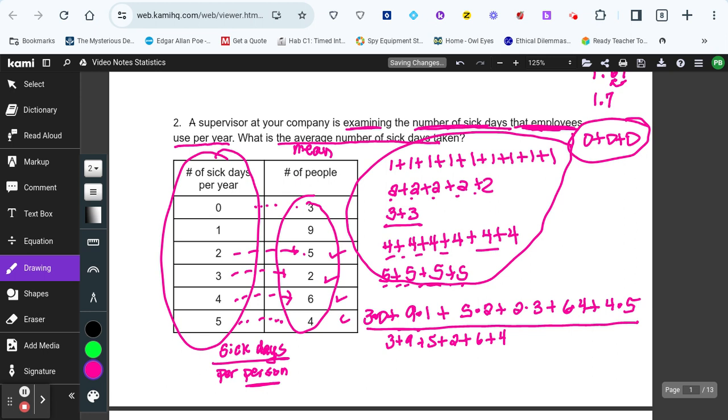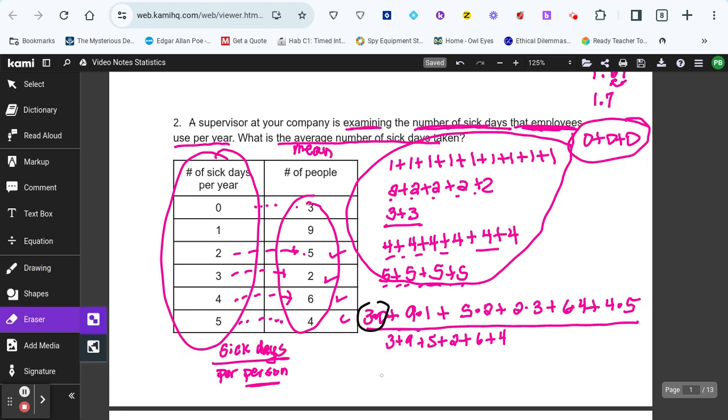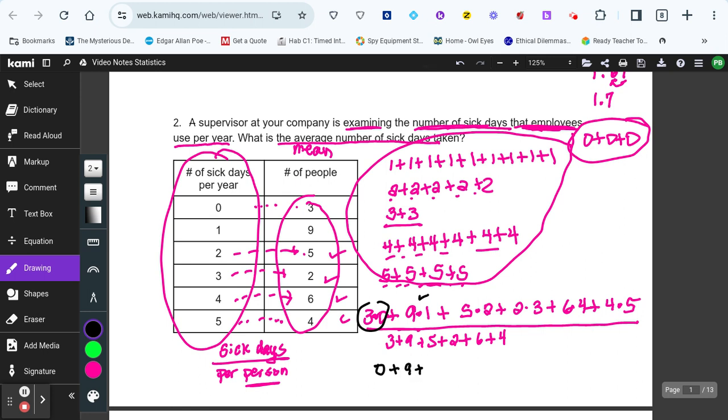So I'm going to go ahead and I already know 3 times 0 is 0. Plus 9 times 1 is 9. Plus 5 times 2 is 10. Plus 2 times 3 is 6. Plus 6 times 4 is 24. Plus 4 times 5 is 20. And I'm going to divide that all by my number of people.